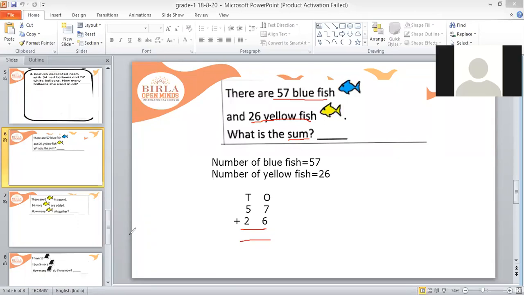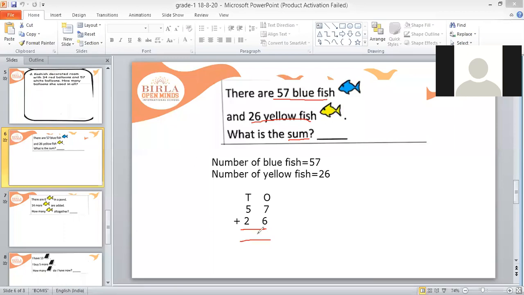Dhirav. Dhirav, are you there? Dhirav, are you there? Yes, ma'am. Yeah, okay. So now we have to add number in ones place. In ones place, numbers are 7 and 6. So now tell me 7 plus 6 how much? 13. Yeah, that's correct.